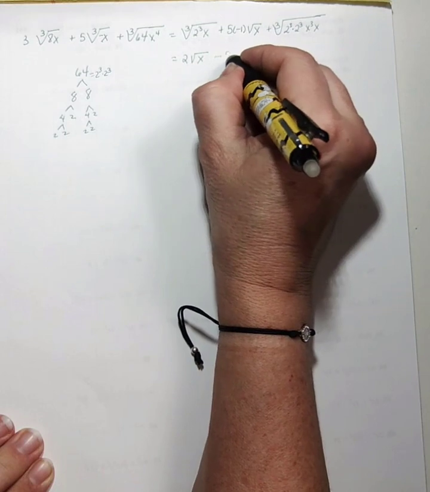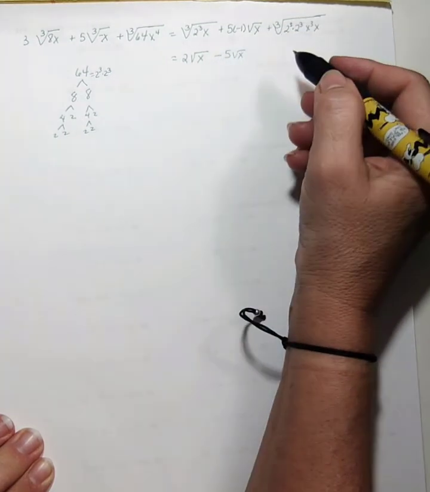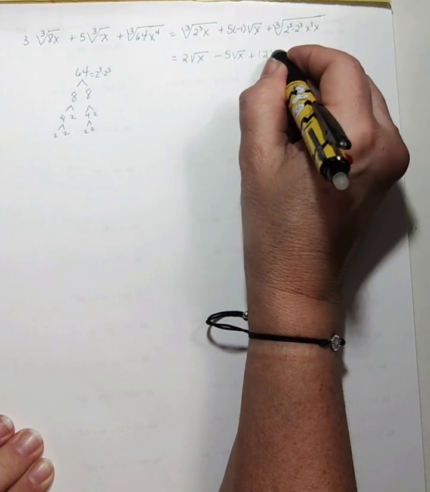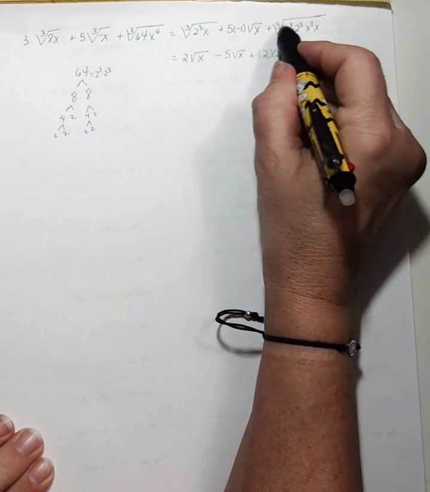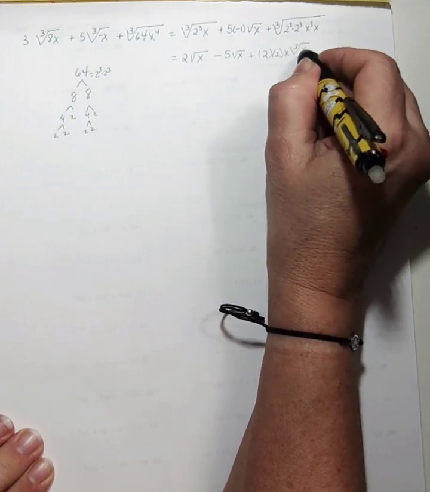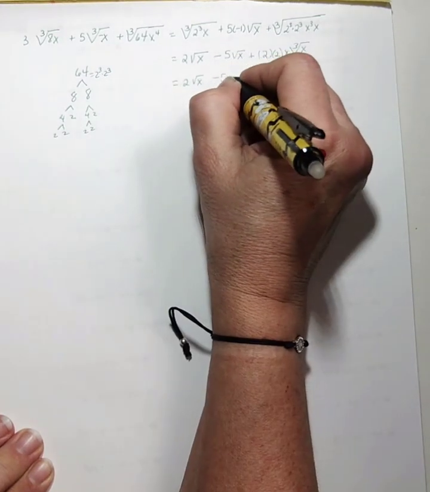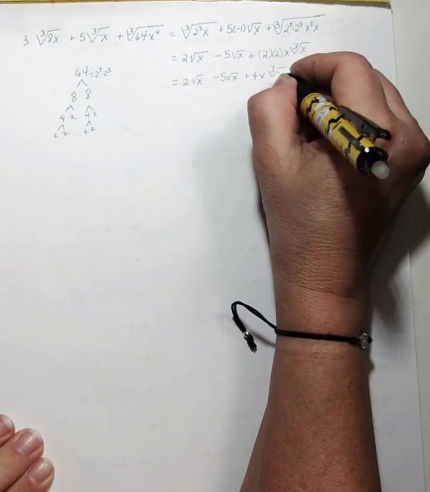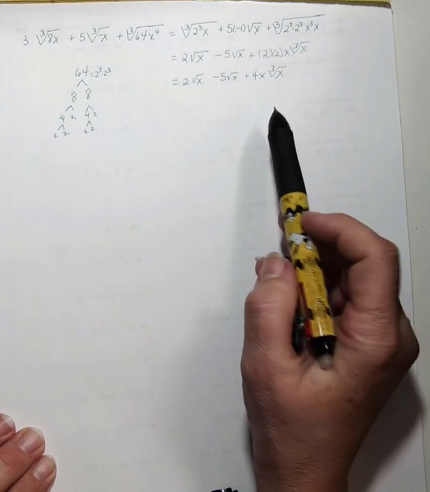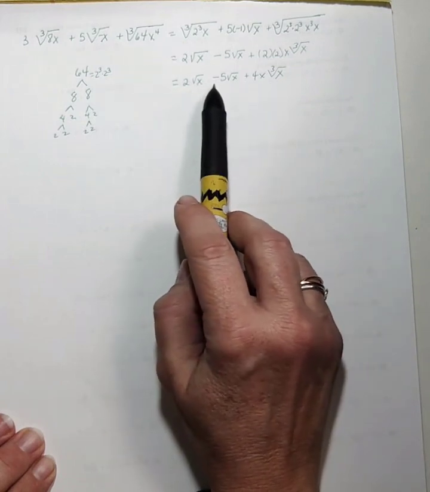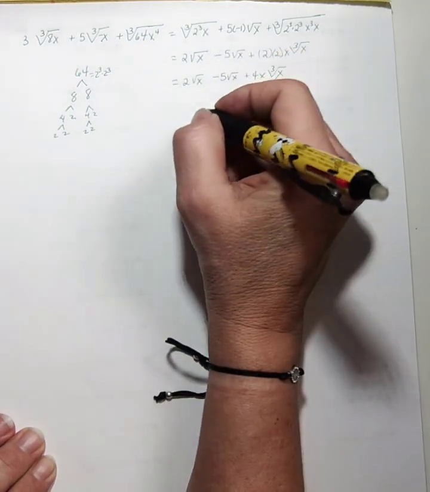I have this -5 cube root of x. Can't do anything there. But with this one, I can pull out a 2. I can pull out another 2, because those are the same, and an x. And I'd have the cube root of x. Cleaning things up a little bit, 2 times 2 is 4, cube root of x. So I have 2 cube roots of x minus 5 cube roots of x.